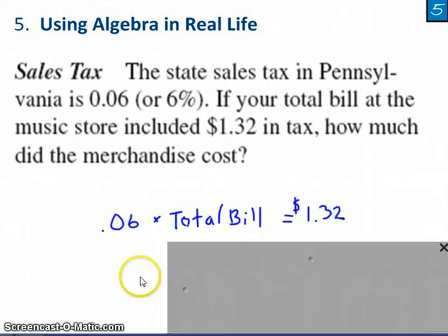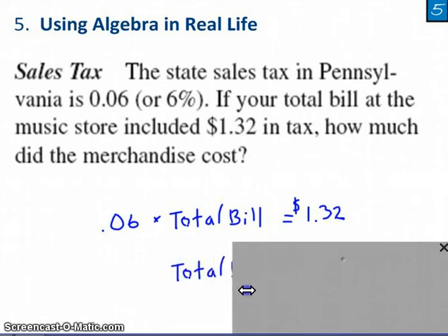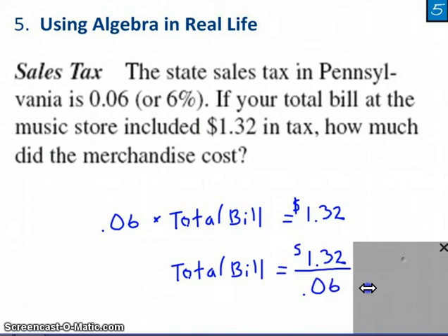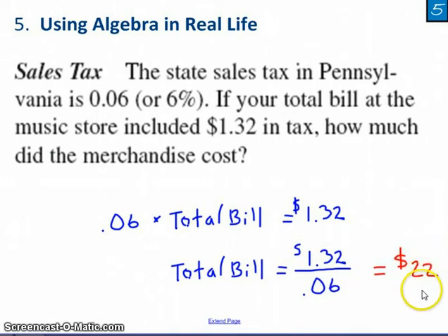I set the problem up this way. 0.06, in other words, the tax rate, times the total bill, that's the mystery, came out to be $1.32. Okay, well, so then that total bill is 1.32 divided by that 0.06, or in other words, 22 bucks. So you spent $22, and then another $1.32 was added on as tax.